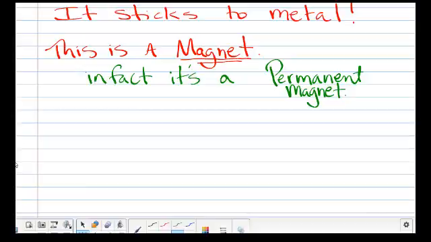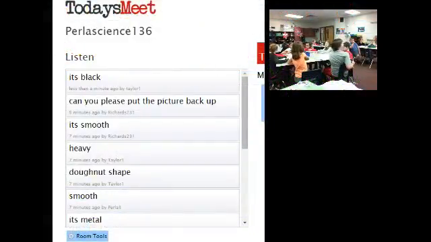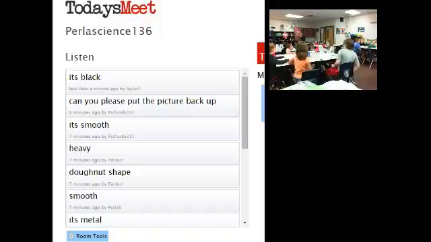What I'm going to have you do right now is on today's meet, just jump on real quick and start sharing with us where you've seen magnets before. Where have you seen magnets before? Share on today's meet where you've encountered magnets before. At your groups, you share out and let your groups tell where they've seen them before.